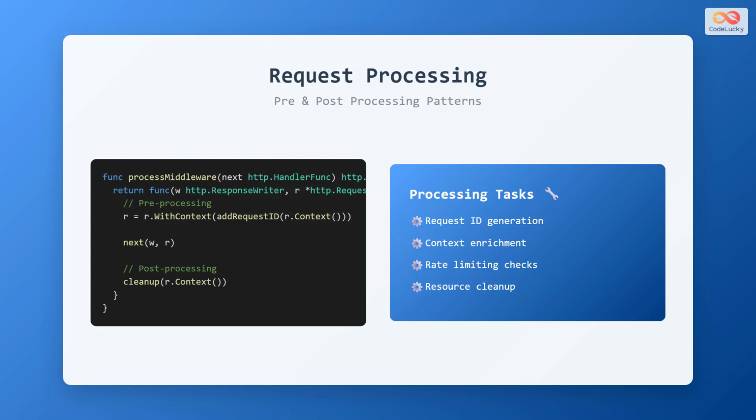Request processing involves pre- and post-processing patterns. The middleware adds a request ID to the context before passing the request to the next handler. After the handler has completed its execution, the middleware performs resource cleanup. Other processing tasks include request ID generation, context enrichment, and rate-limiting checks.